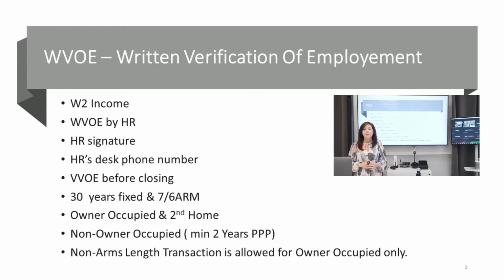All right. We were talking about P&L. Now we talk about VOE. So P&L is for business owners. VOE is for W-2 income people. Okay? We don't ask for their W-2 at all. We don't ask for their pay stubs. But the lender asks for a written verification of employment. And what is in that verification of employment form? It shows 2 years of income plus year to date of income.